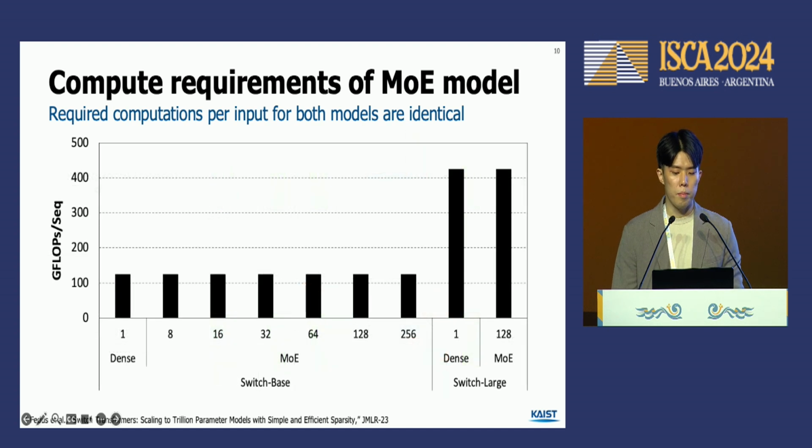In this figure, we compare the computation requirements of MoE models with different numbers of experts. The x-axis represents the number of experts in each model, with the number 1 on the x-axis representing the conventional dense model. The computation requirement for the MoE model remains constant, similar to the conventional dense model, regardless of the number of experts. This allows us to enlarge the model capacity to increase accuracy without additional computational cost.